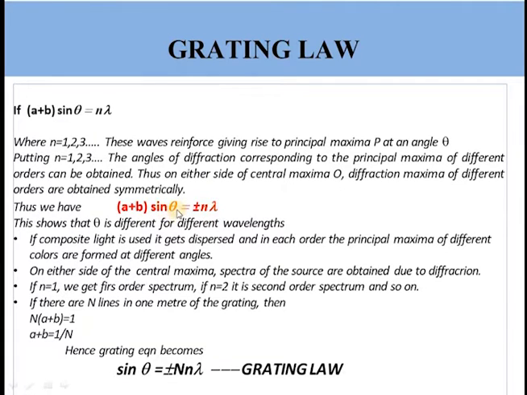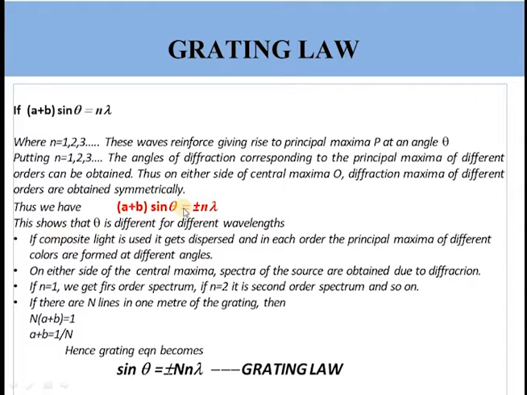From this itself it is understood that theta is different for different lambda. Okay, and if a white light is having many colors, what happens? White light is used as the source. Normally you will get a central maxima at the center, which is followed by a VIBGYOR of first order. Then there will be a VIBGYOR of second order on either side. So first order will be having a group of colors corresponding to various thetas and lambdas if we are using a composite light.